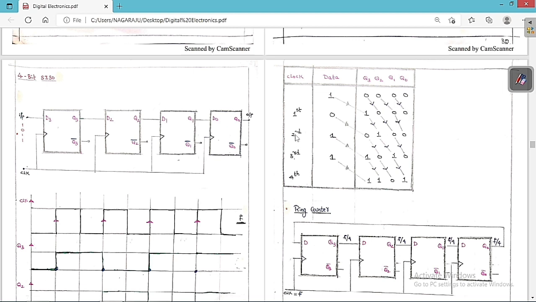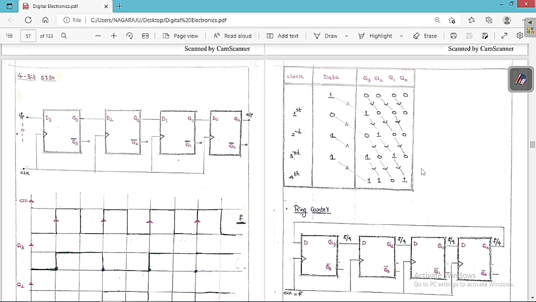Second triggering: whenever the second triggering happens, this 0 came to here, so 1 went to here, 0 went to here, 0 went to here. The third triggering: this 1 went to here, this 0 went to here, this 1 went to here, this 0 went to here. On the fourth triggering, again 1 went to here, 1 went to here, 0 went to here, 1 went to here. So same thing as initially: 0, 0, 0, 0, 1, 0, 0, 0, 0, 1, 0, 0, 1, 0, 1, 0, 1, 0, 1. Same thing I have already told you. This is the nature that we are going to get.